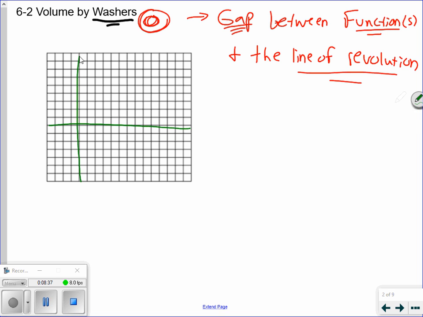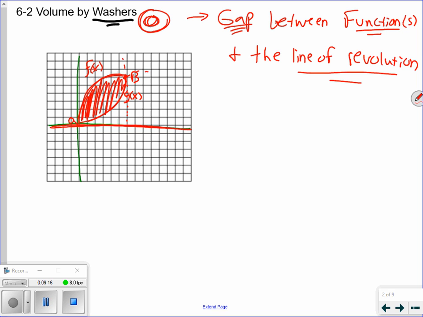Let's say, for instance, we have, and I'm just going to make up 2 drawings here. Let's say this is f of x, and let's say this is g of x. Maybe they go on forever, but we're looking at it between these two functions. And let's say the shaded region is the region bounded by the 2 functions. Well, what if my line of revolution is the x-axis? What if I ask you to revolve this about the x-axis from point A to point B?